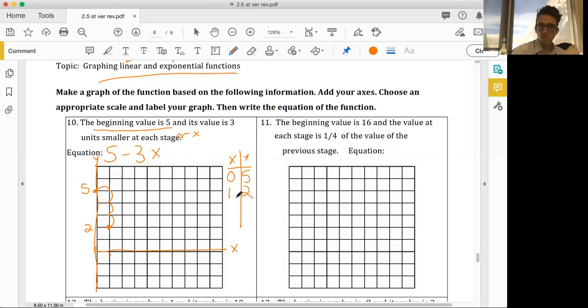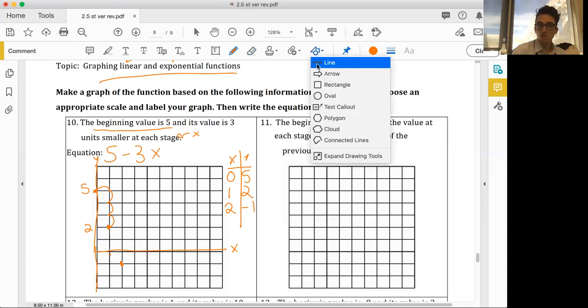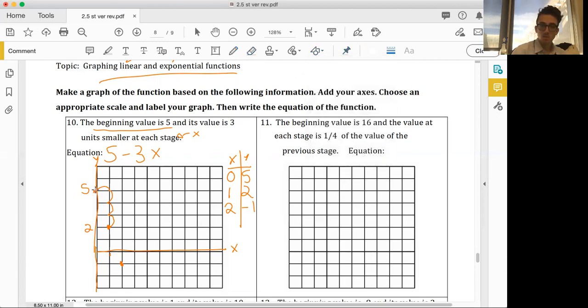We can keep this momentum going. Just deduct 3, 2 to -1. And it can keep going just like that. That should be sufficient for this one though. Draw this line. Hopefully trying to get it through everything.